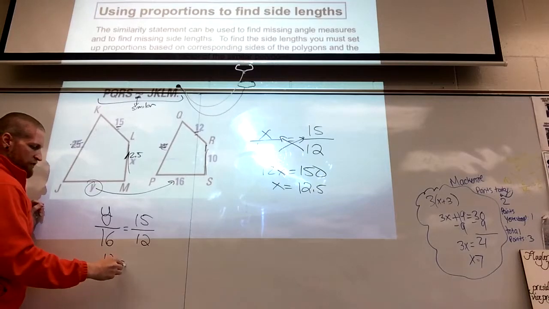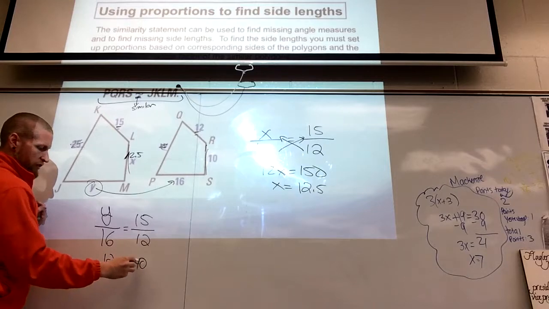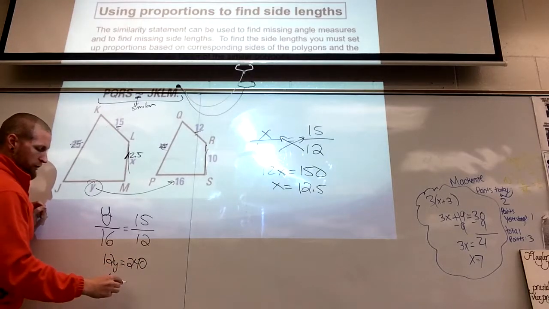What's 16 times 15? 240. And what's 240 divided by 12? 20.